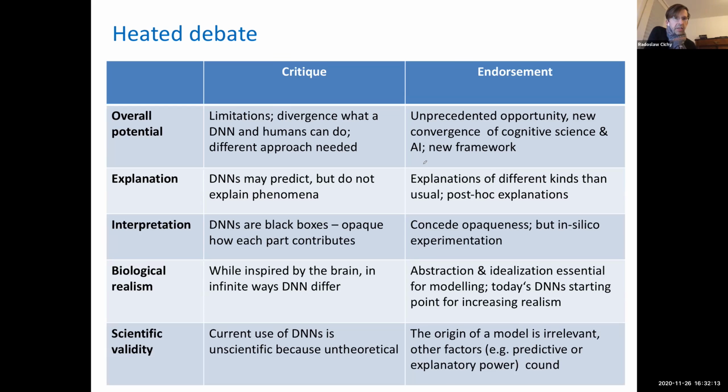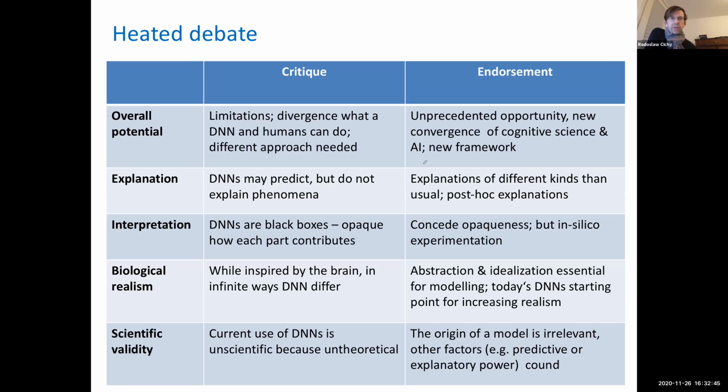And finally, people have argued that this deep neural network use is unscientific because it's untheoretical. Because what basically has happened is, oh, we got these networks in computer science. Let's take them and compare them to human brains. Oh, they're similar. Yes, okay, but where's the theory? Why should we have done this? Whereas the endorsers would say, we don't care where the network is coming from or where the idea is coming from. What we should care about is how well it predicts or how well it explains.